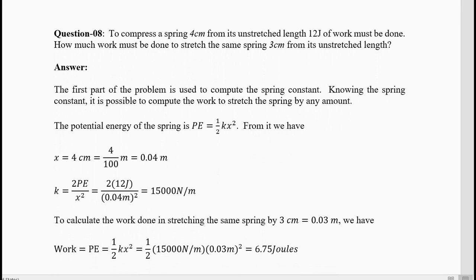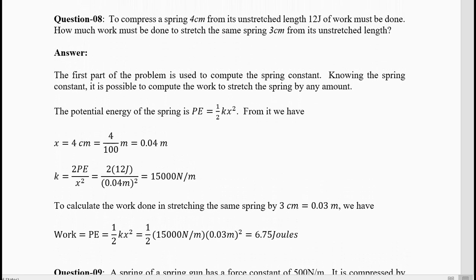Question number 8. To compress a spring 4 cm from its unstretched length, 12 joule of work must be done. Now here the situation is different. In the first sentence we are talking about the displacement and the work. How much work must be done to stretch the same spring 3 cm from its unstretched length? So we are talking about work both in the first part of the problem and in the second part of the problem. Now let's first calculate the spring constant. There are methods to do the question directly, but we will not try them. The potential energy of the spring is half kx square, x equal to 4 centimeters, which is equal to 0.04 meters.